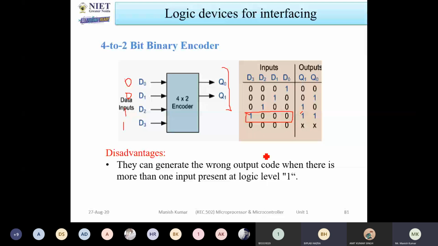See that there is a disadvantage of this encoder. When two inputs are high, you can't decide what the output is. So whenever you use it, you have to make sure that more than one signal is not high simultaneously. Only one will be high at a time, then you can get the output, otherwise you won't.